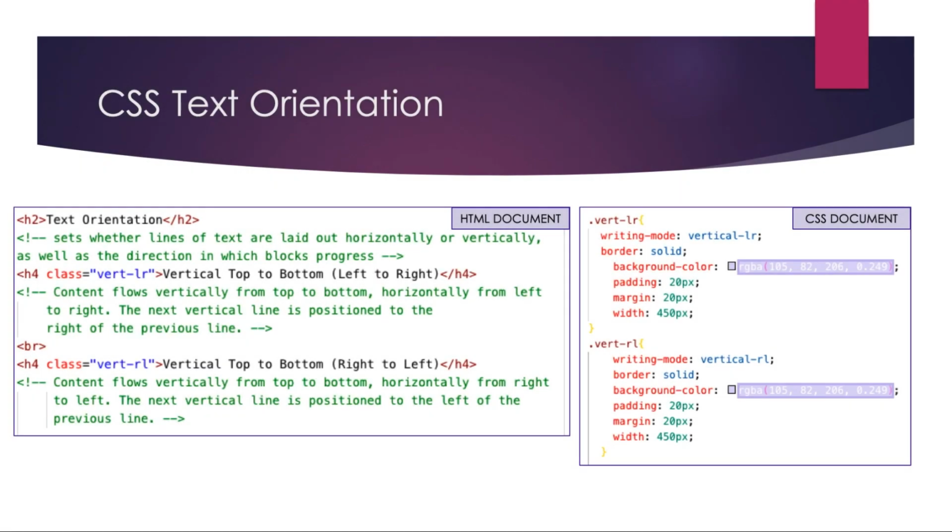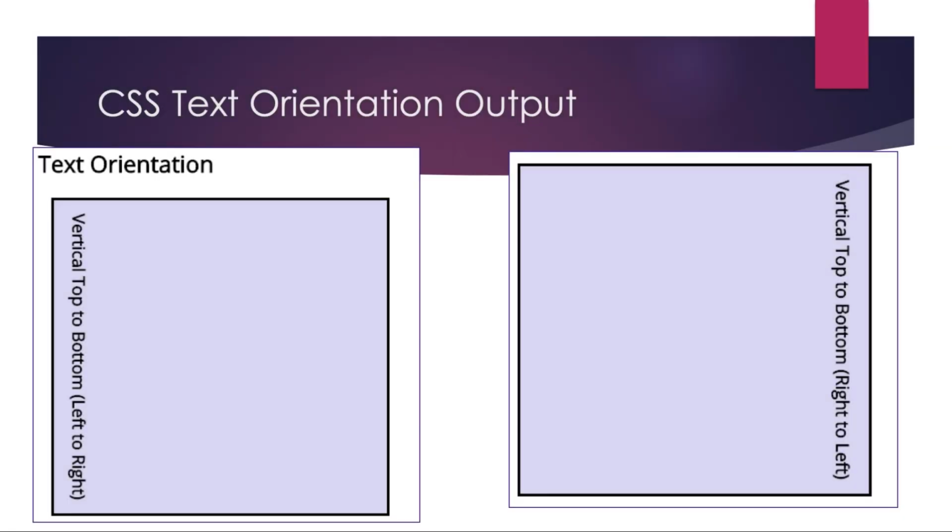Now, CSS would not leave us without an option for the orientation of the text. So here we have the text orientation property. And this sets whether the lines are laid out horizontally or vertically. And there's two versions, left to right and right to left. Let's check them out. All right, left to right on the left-hand side and right to left on the right-hand side. Again, depending upon the application and what you need to do.